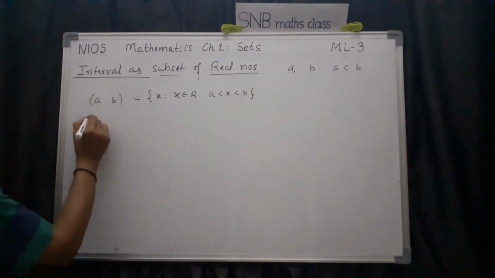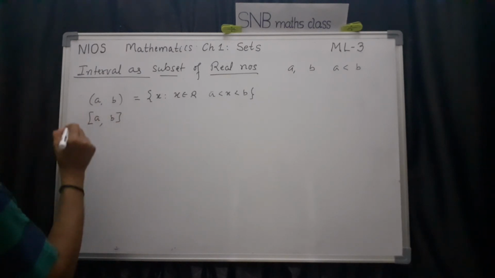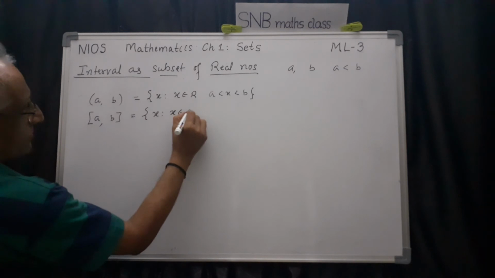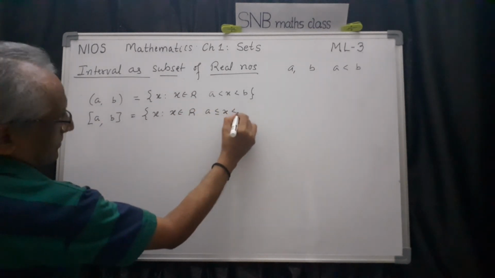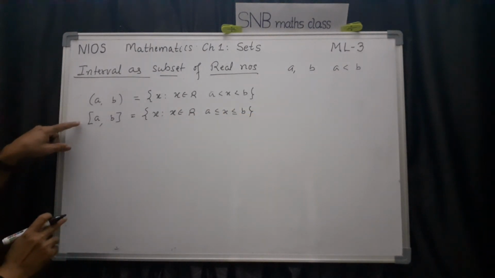Suppose it is a closed interval, then I have to write [A, B]. Of course you can put a comma here if you want. Then I have to write x such that x belongs to R, then A less than or equal to x less than or equal to B. This is open interval, this is closed interval.